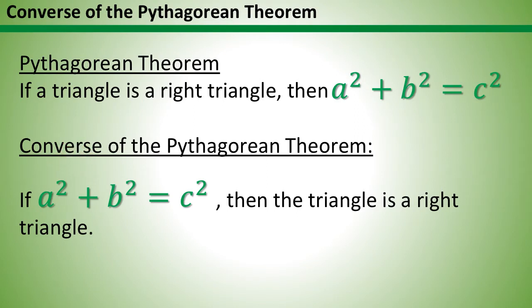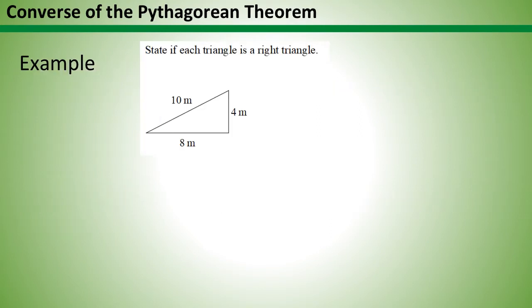So yesterday, the first thing we said is that it is a right triangle. Today, the first thing we're going to say is if a squared plus b squared is c squared, if this is true, then we can say that the triangle is a right triangle. Okay, so that's what the converse is. So first we're going to determine, is this a true statement or not? And if it is, then we're able to say that the triangle is a right triangle. So let's look at some examples of that.